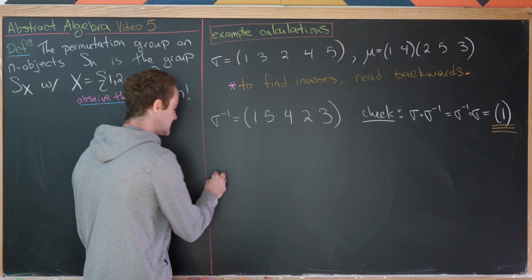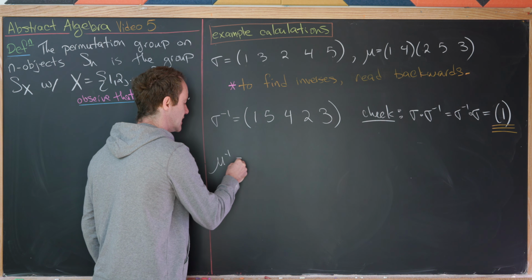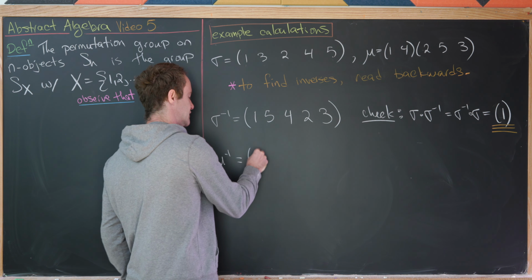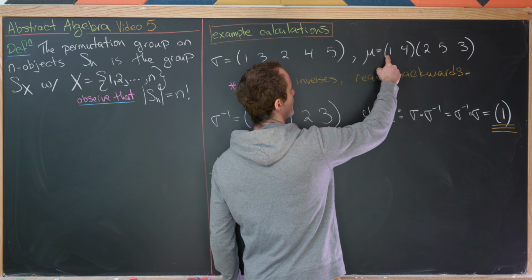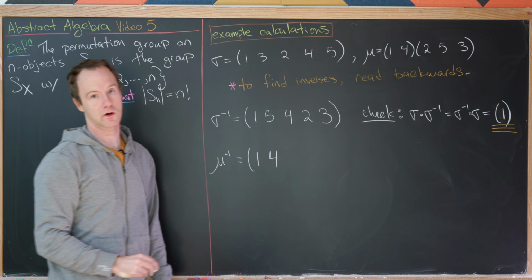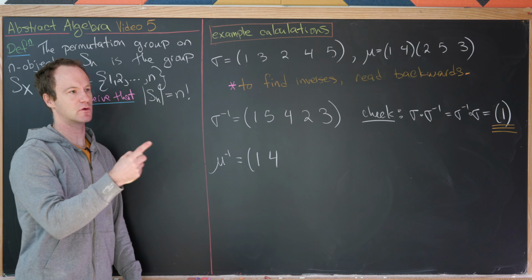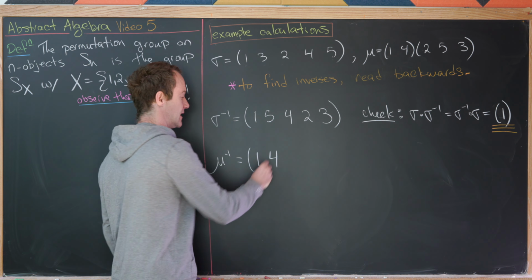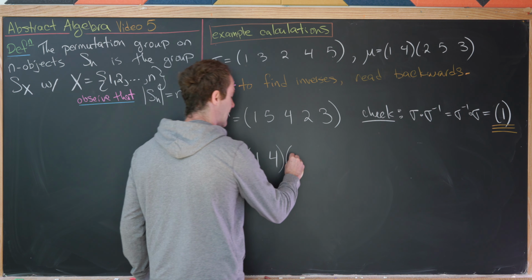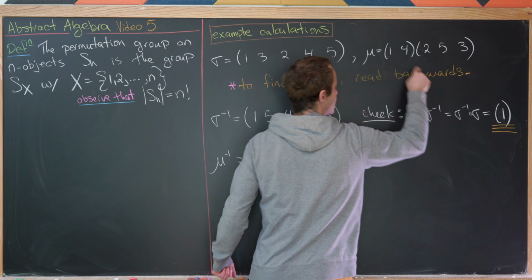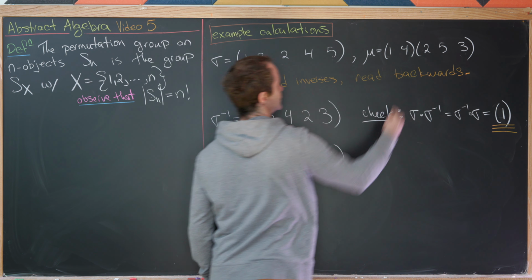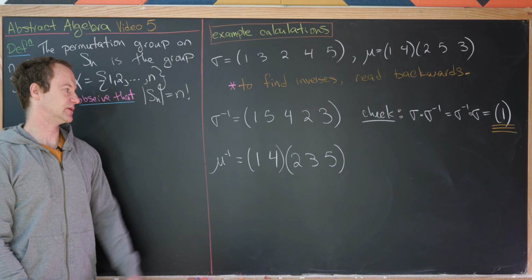Okay, so now let's do the same thing for mu. So mu inverse. So again, we'd like to read backwards. So we'll start with 1, but if we read backwards here, 1 is still sent to 4. That's because it's a 2-cycle, so reading forwards and backwards is the same. 4 also gets sent to 1 for the same sort of reason. Now let's start with 2. If we read backwards, 2 gets sent to 3, which gets sent back to 5, which gets sent back to 2. So that means we have this.